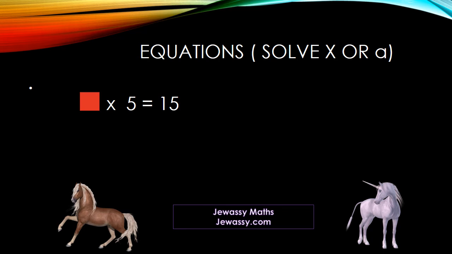So let's do this sum together. We have an unknown quantity here. This is how we would have got it in school. And so how do we solve for this? Well, this would have to go under the rainbow to this side, which means our multiplication will change to division. So we have our square is equal to 15 divided by 5. And so the square is equal to 3. And that's quite easy, eh?